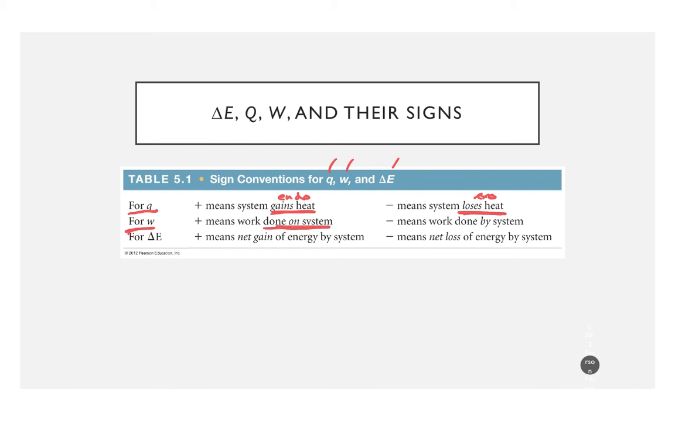For work, a positive sign means that work is being done on the system. Okay, so something external is acting on the system. A negative sign means that work is being done by the system. In other words, the system is doing some kind of work, like moving a piston. And overall, delta E, the change in energy, positive means that there's a net gain of energy by the system. In other words, energy is absorbed, or a net loss, meaning energy is released.